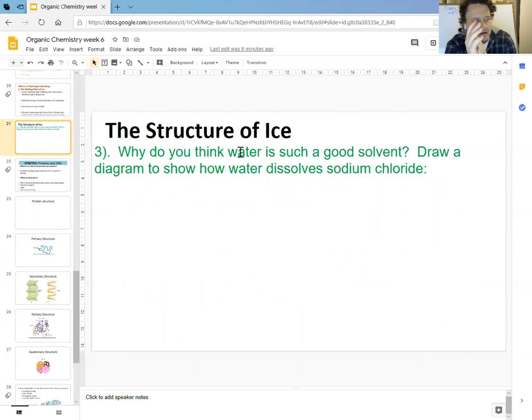So I'm going to explain the first one. This will be the third tutorial question, and the rest of these will follow this now that I've had a bit more time to put them together. So why do you think water is such a good solvent?